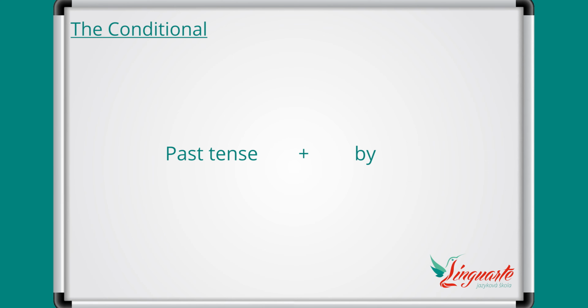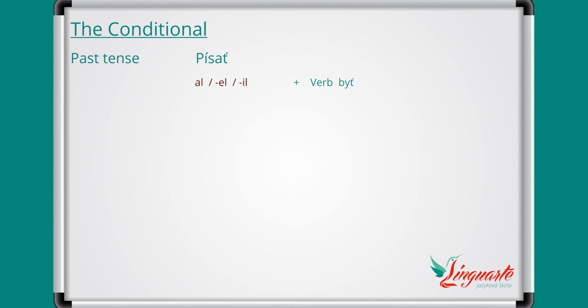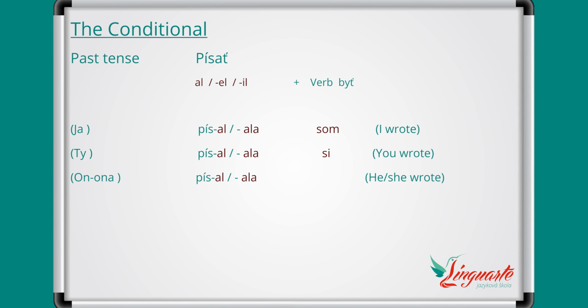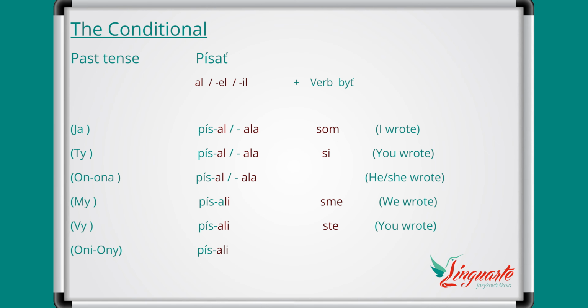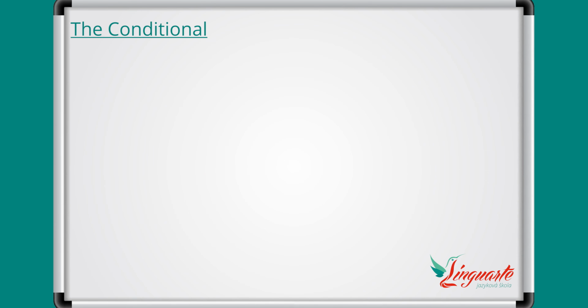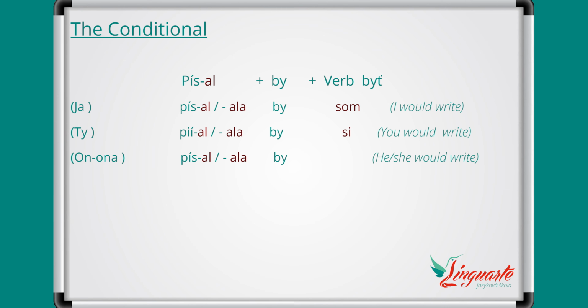Remember that in Slovak language we form the past tense adding the ending el, al, il to the infinitive form. Also, we need to put the verb to be in a present tense. Take the infinitive písať. We would say písal som, písal si, písal, písali sme, písali ste, písali. In order to create a conditional form, we need to add the particle by after the past tense form. Then, písal by som, I would write.